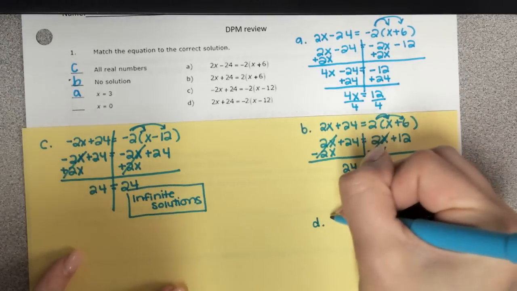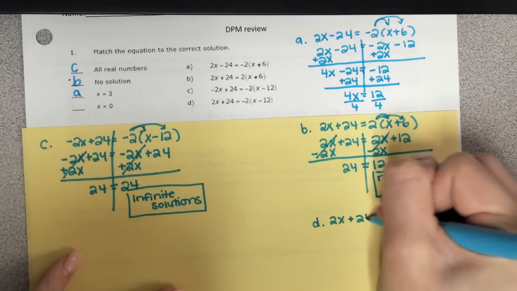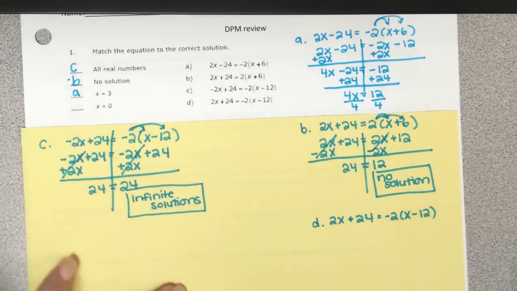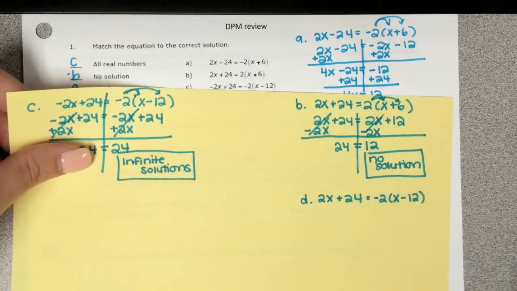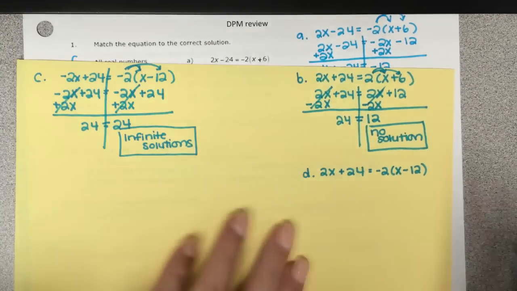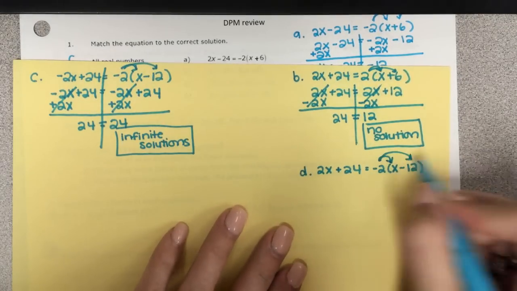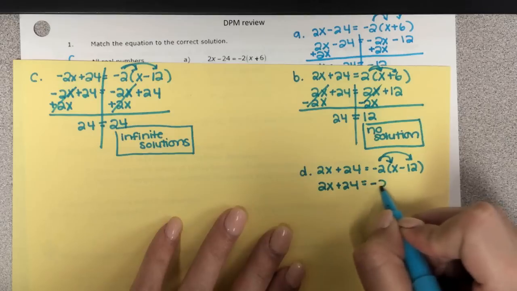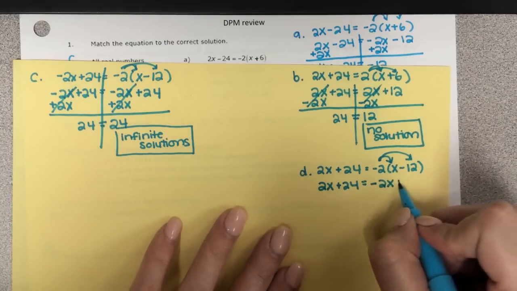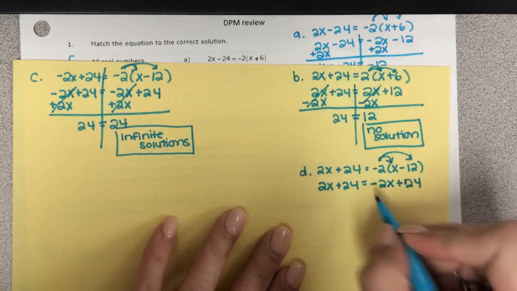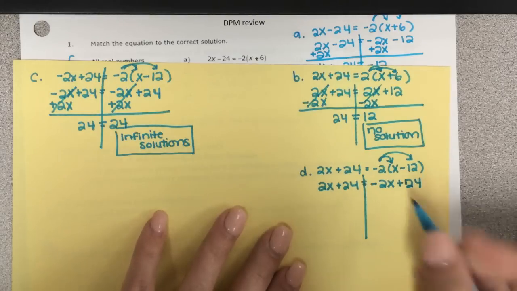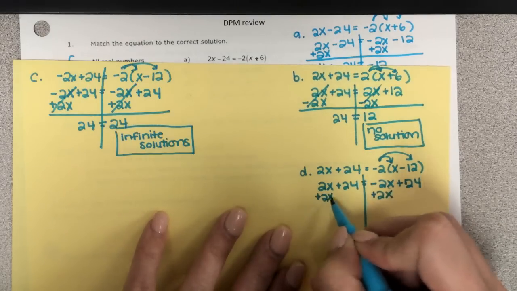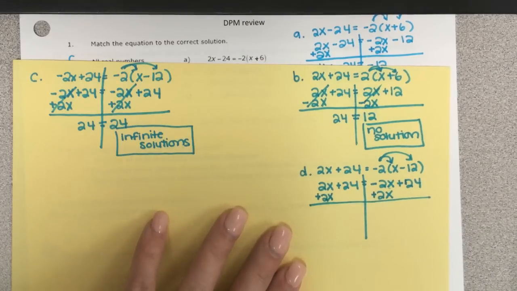We go to D. 2x plus 24 equals negative 2 parentheses x minus 12. Scoot it up a little bit so you can see all that work now that I've got it copied. We distribute the negative 2. 2x plus 24 equals negative 2x. Negative 2 times a negative 12 is a positive 24. You can't have x's on both sides, so to get rid of a negative 2x, I add 2x. What you do to one side, you have to do to the other.